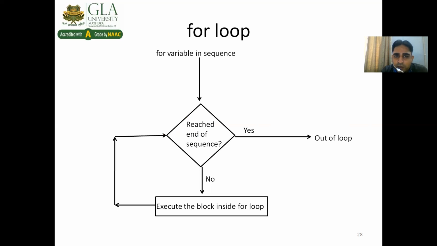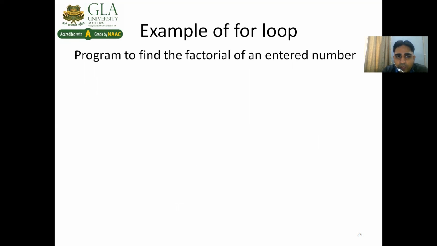So let's see how a for loop is getting executed. We are having for variable in sequence, right? Each time it will take a value from the sequence. If all the values of the sequence have been taken by the variable, then I will be moving out of the loop. If not, then I will be executing the block of code again and will again take the next value from the sequence, right?